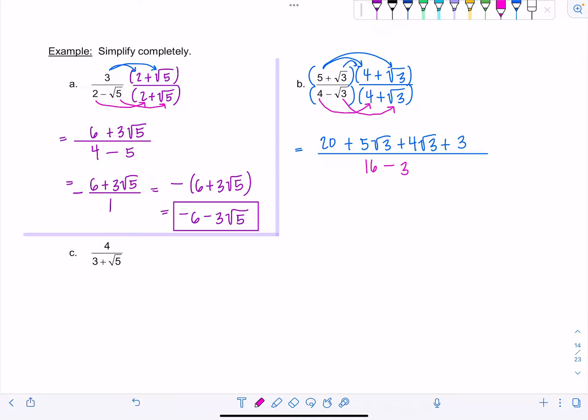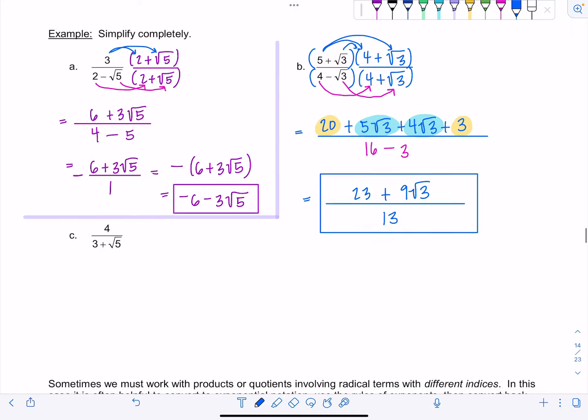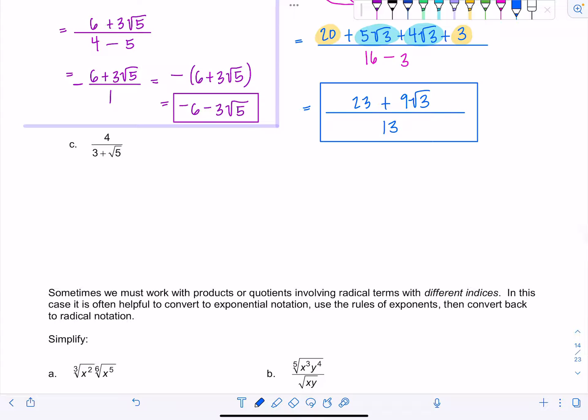Okay. Then let's see, what can we combine in the numerator? 20 plus 3, right? I can combine those. Those are like terms. So 23 plus, these guys are like radicals, 9 rad 3 over 16 minus 3 is 13. Okay, that's that one. You feeling good? Got one more for you. Yes. 4 over 3 plus rad 5.